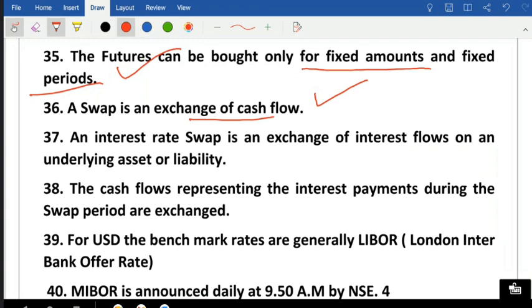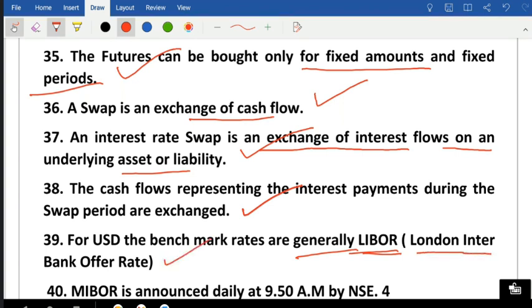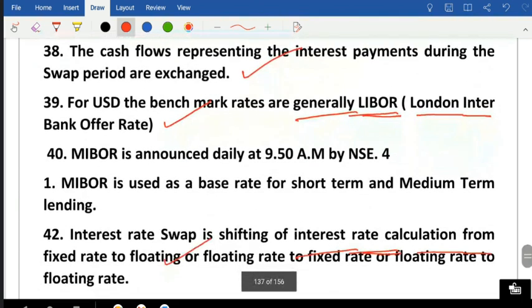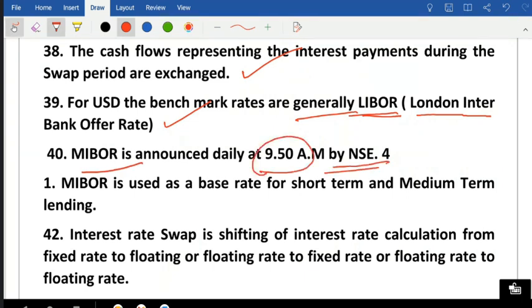An interest rate swap is an exchange of interest flows of an underlying asset or liability, the cash flow representing the interest payment during the swap period. Now the next important point: the benchmark rates are generally LIBOR, the London Interbank Offer Rate. There is also MIBOR, the Mumbai Interbank Offer Rate, which is announced on a daily basis at 9:50 a.m. by NSE.